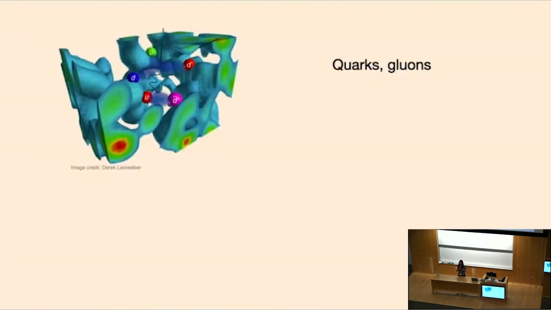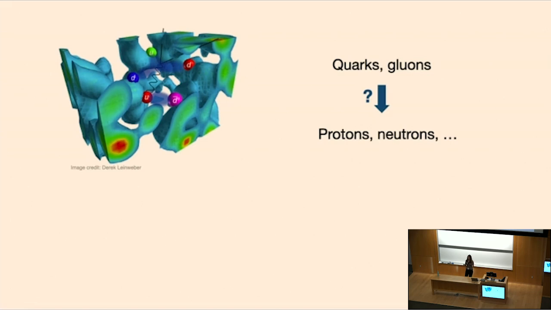So string breaking is an important phenomenon in quantum chromodynamics. Quantum chromodynamics describes the physics of quarks and gluons. As you probably know, you don't usually find quarks and gluons in nature because matter, as we know it, is rather made of protons and neutrons.